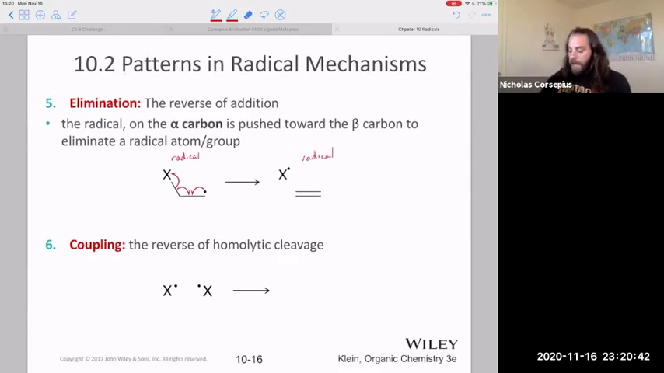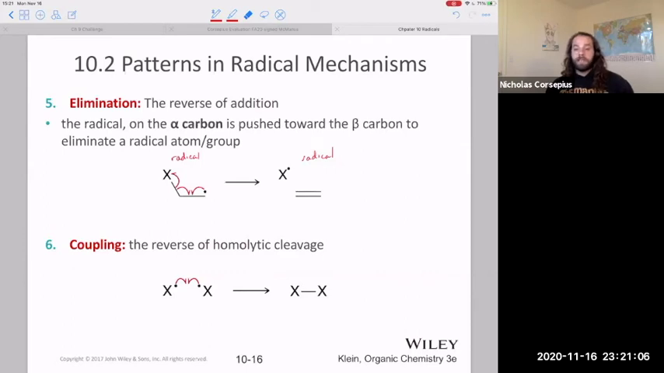All right, now the last one is called coupling, and it's really the reverse of a heterolytic cleavage. It's when two radicals find one another and form a new covalent bond, okay? One radical supplies one electron, the other radical supplies the other electron, and what you're left with at the end is just a normal old covalent bond, okay?